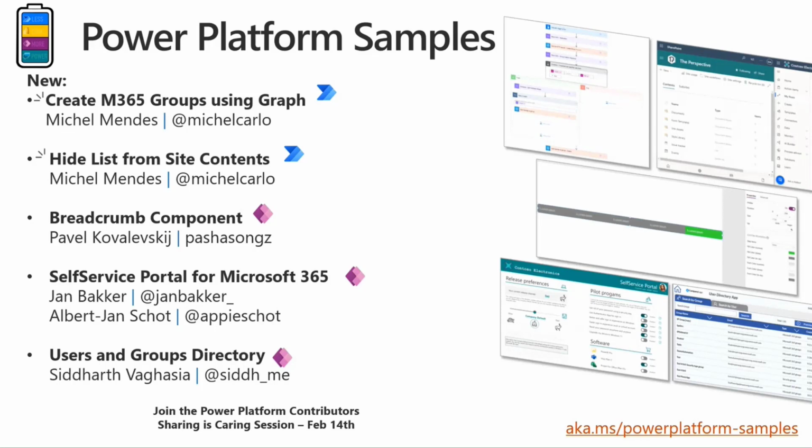And then three cool Power App samples as well. We have a breadcrumb component by Pavel. We have a self-service portal by Jan Baker. This one is really cool as well. This is using Graph integration also to make a self-service hub for adding yourself to groups in Azure Active Directory. So really cool sample there, using lots of integrations. And then the users and group directory from Siddharth as well, which has some good UI for creating a kind of org chart user profile directory. So lots of great samples, and we look forward to seeing your samples in the repo if you have them.